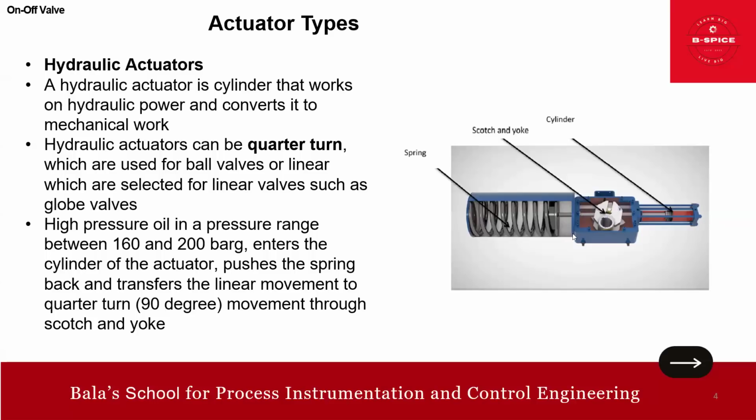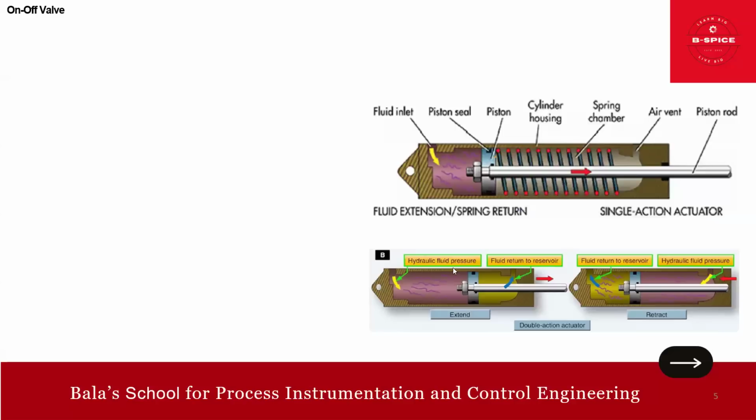High pressure oil in a pressure range of 160 to 200 enters the cylinder of the actuator, pushes the spring back, and transfers the linear movement into a quarter turn through the scotch and yoke mechanism. So this is the simple outline. I'm going to talk about it in detail.